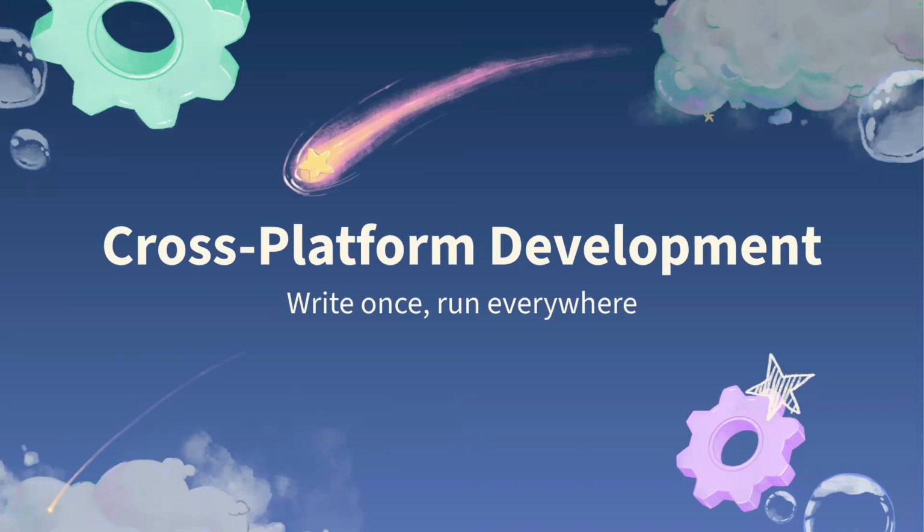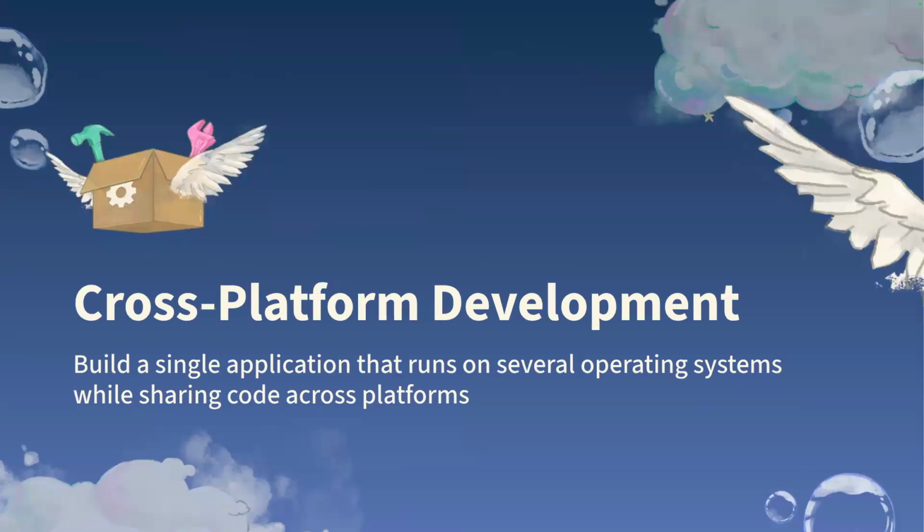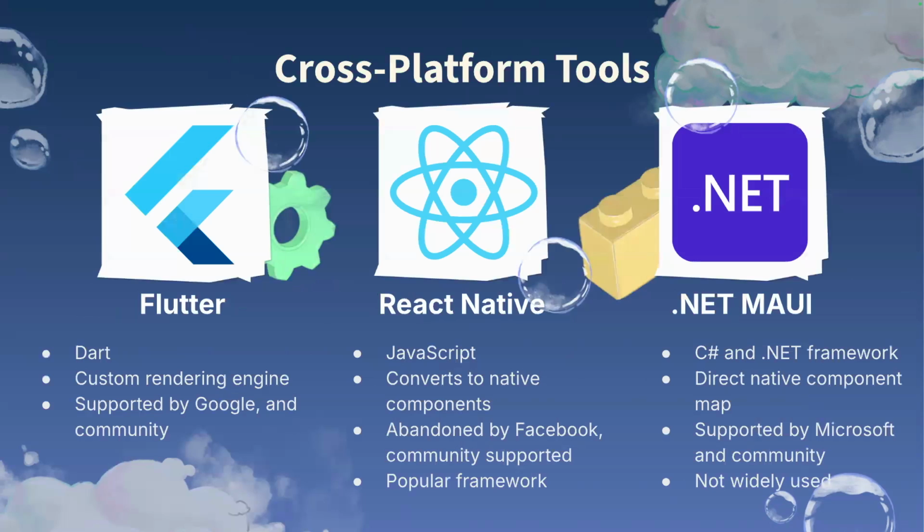So cross-platform development basically means write once, run everywhere. It is a single application that runs on several operating systems while sharing code across platforms. So our goal is to write the code once and be able to run it on all the platforms. These are the three major cross-platform tools that are out there and the most popular ones. You may have heard of them, you may have missed them, but today our focus is the first one, Flutter, but we're going to compare all of them and why we're going to look into Flutter today.